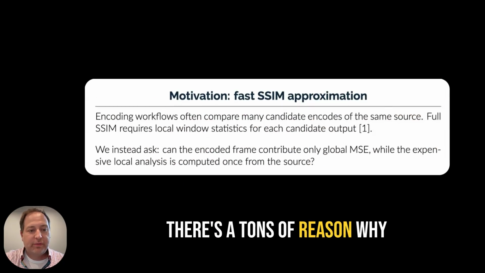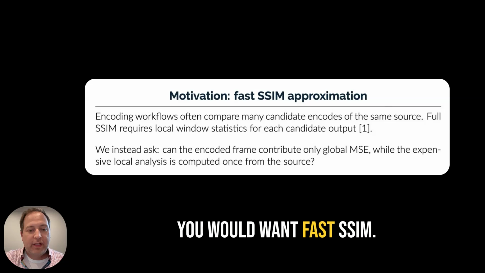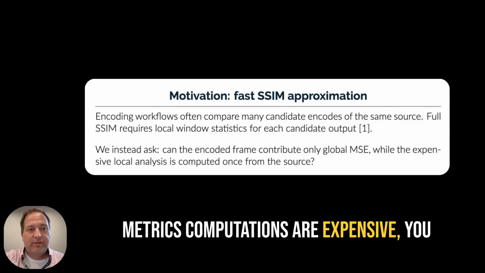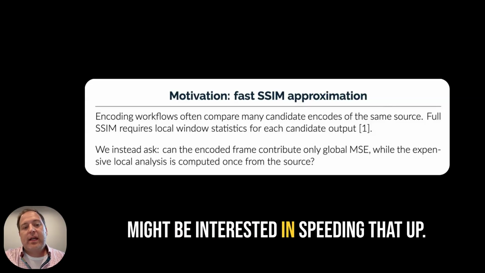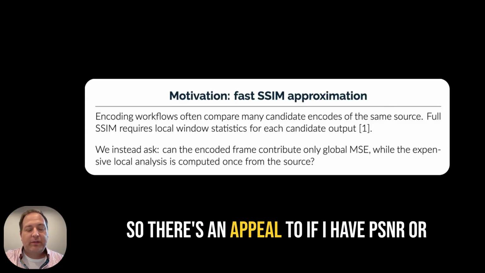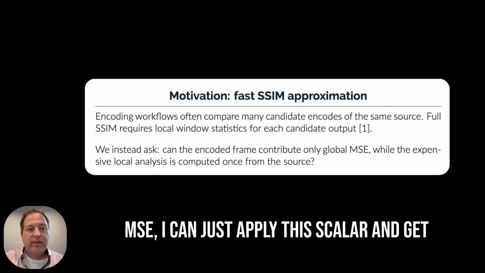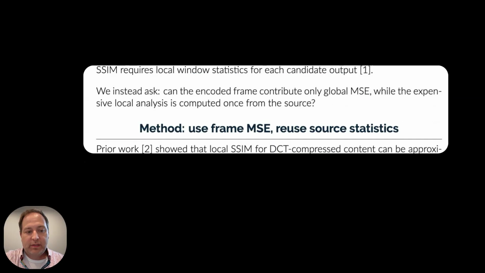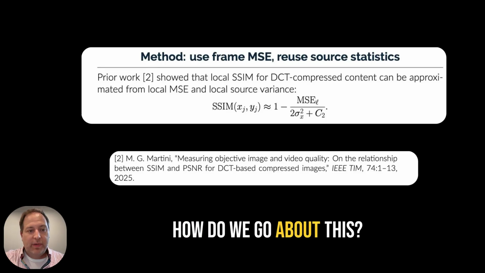Motivations, there's tons of reasons why you would want fast SSIM. So any type of highly scaled pipeline where metric computations are expensive, you might be interested in speeding that up. So there's an appeal to, if I have PSNR or MSE, I can just apply this scalar and get the value for SSIM instead of computing it. So how do we do this? How do we go about this?